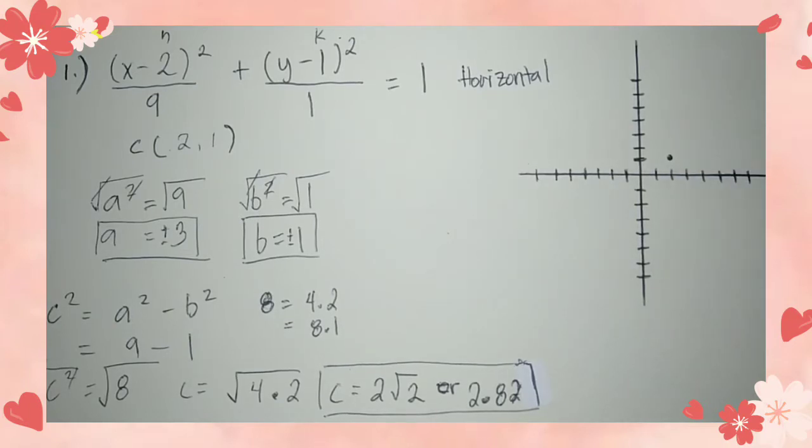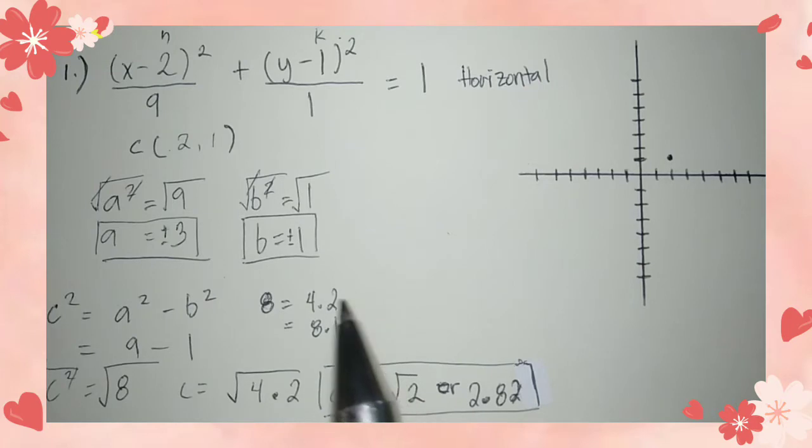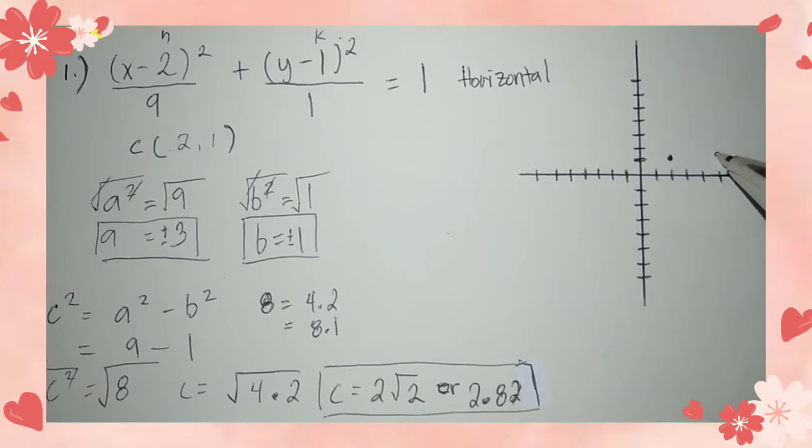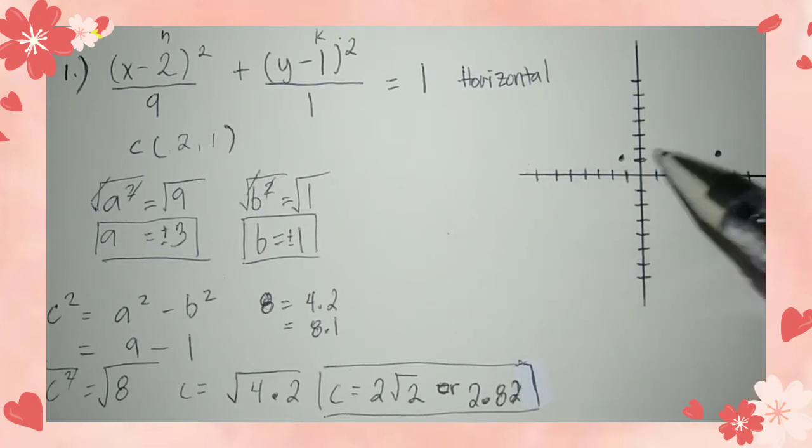Okay? Next thing to do from the center is to graph our vertices. Since we have positive and negative 3, meaning to say, positive 3 to the right and negative 3 to the left. Right? From the center. So, we have 1, 2, 3. So, ito yung ating vertices. And of course, 1, 2, and 3. So, ito yung ating vertices.